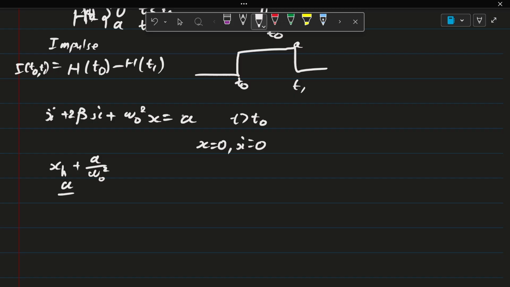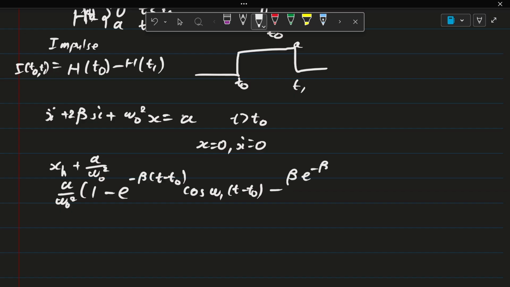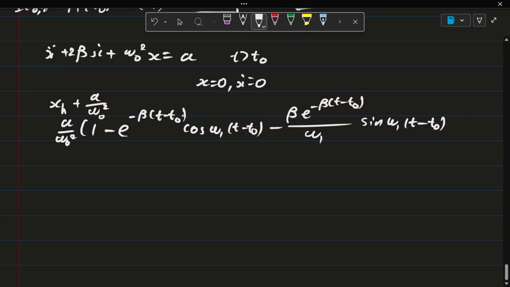And so if you apply the initial conditions, which I won't fully do here, it will simplify into A over omega 0 squared times 1 minus e to the power of negative beta (t minus t0) cosine omega 1 (t minus t0), minus beta e to the power negative beta (t minus t0), divided by omega 1, sine omega 1 (t minus t0). So this is the response to the Heaviside function, as long as the initial condition is 0.